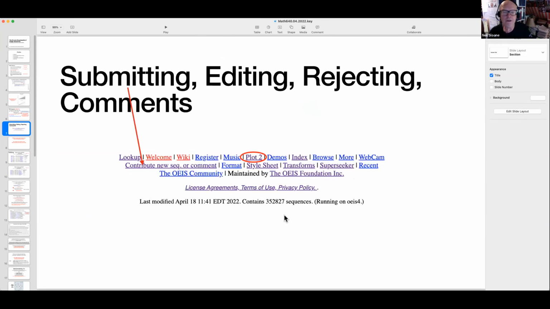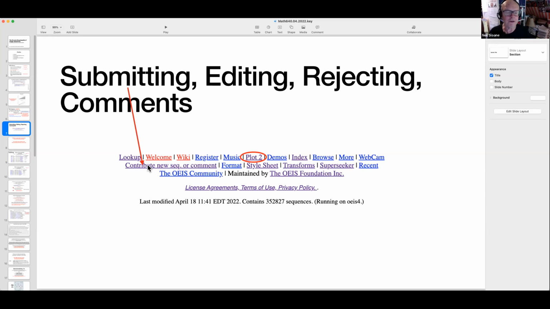So the second part of the talk, I'm going to talk about the editing process, because this is actually really important, as I will explain. So the database, how do you submit something? At the bottom of every page of the OEIS, every web page, there are a few lines, and where I put the pointer there, you click contribute new sequence, and then you get a dialogue, a series of boxes that you fill out, and then you submit it and the editors look at it.